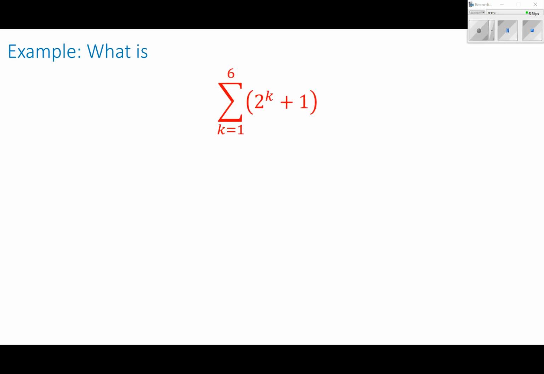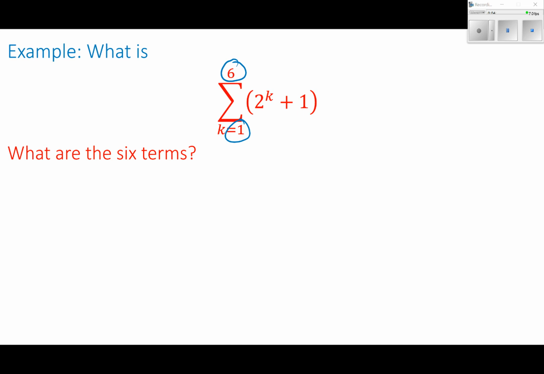Let's take a look at one of these. Suppose I presented this to you: I want to sum k equaling 1, with 6 on top, of the function 2 to the k plus 1. First off, what are my first 6 terms? Because that's what this 6 is telling me. I'm going to go out 6 terms, and I'm starting with the first term. That's what this k equaling 1 tells me.